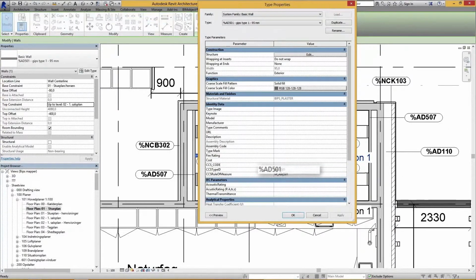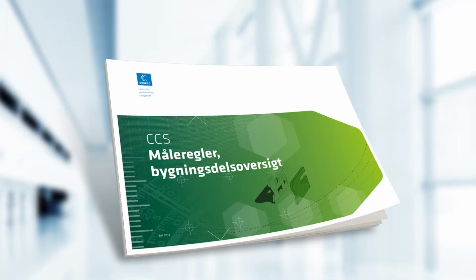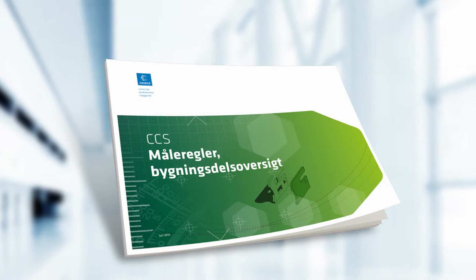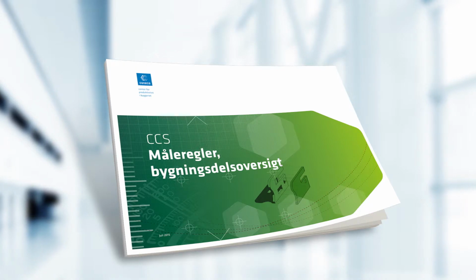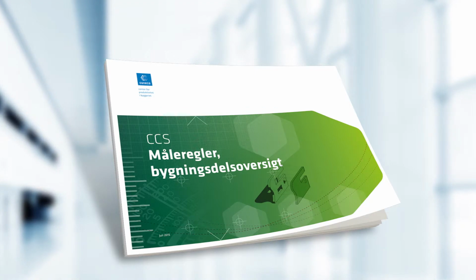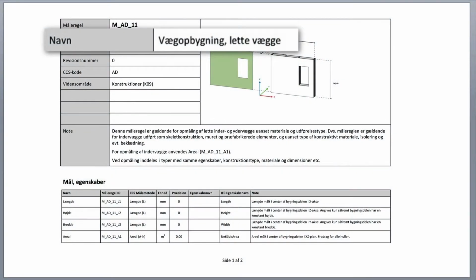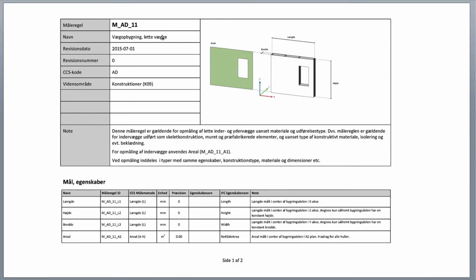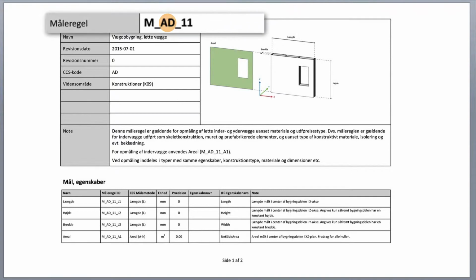The wall can be seen here and has the classification code AD and the type identification 501. CCS measurement rules provide measurement methods for a range of specific building elements, so one can quickly identify the current building element and simultaneously calculate quantities where one measures to and from. One finds the measurement rule best suited to the building element either via the name, wall assembly, light walls, or by using the CCS classification code, which can be found in the measurement rule number.